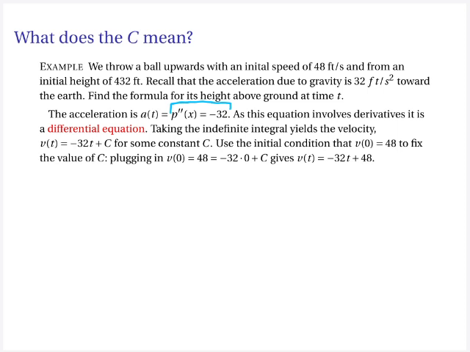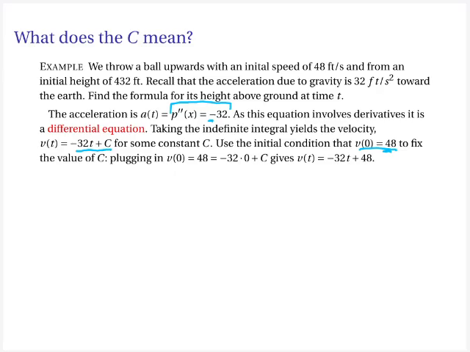I want to go from acceleration to velocity, so I take the antiderivative. The antiderivative of minus 32 is going to be minus 32t, and don't forget the plus capital C. And I want to talk about what capital C means. That's why we're here. So use the initial condition that you threw the ball up at 48 feet per second. That's in the direction opposite to the Earth, so that's why this is minus 32 and this is plus 48.